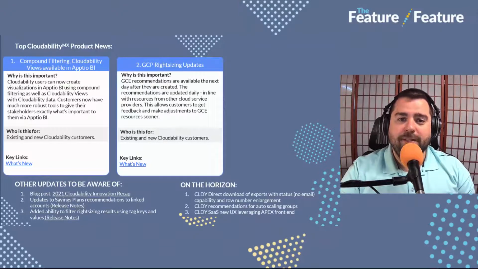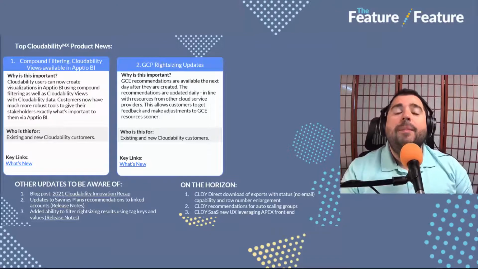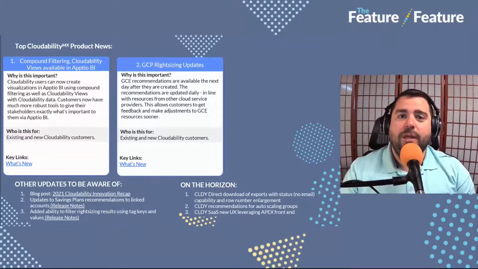Now, for GCP right sizing updates, we've made some updates to GCP right sizing recommendations. When you import that information from Google Cloud Platform, you no longer have to wait for a few days in order for that information to be surfaced. It'll surface right the next day after you make the connection, right? So we have rapidly sped up the time that you can get recommendations for right sizing for the Google Cloud Platform.